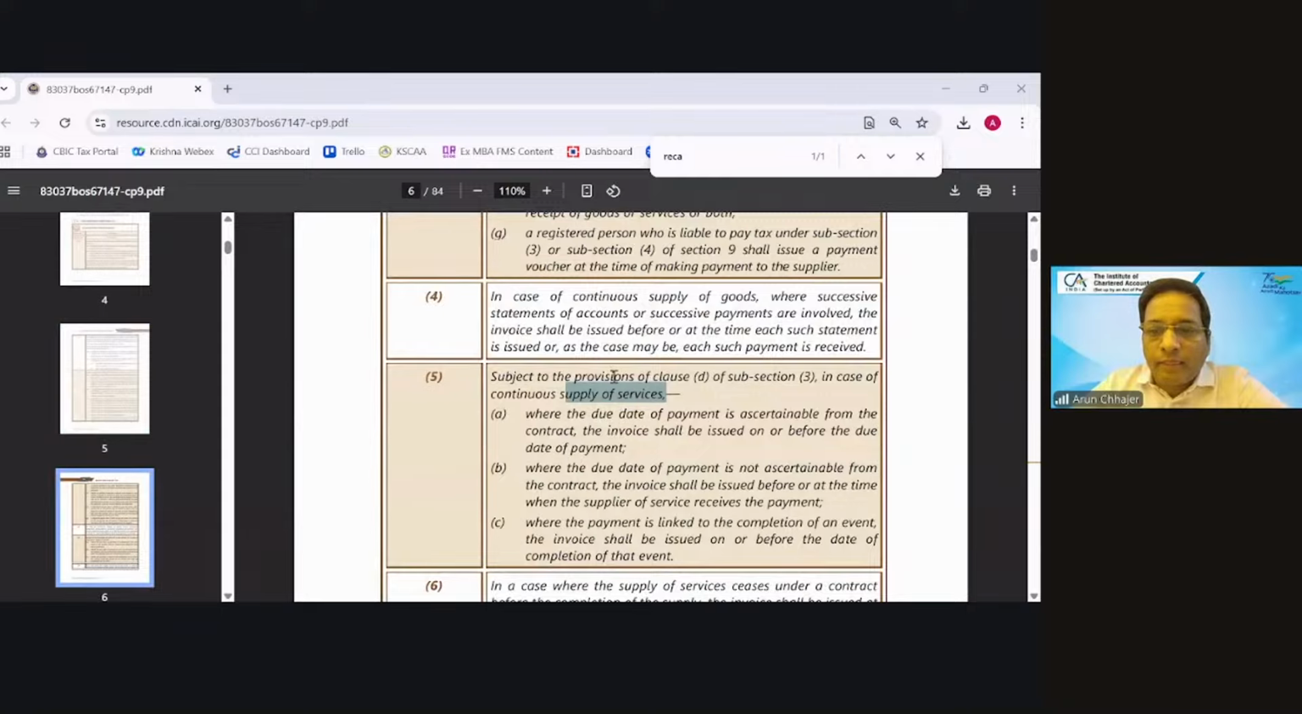So in case of the continuous supply of the goods where successive statement of accounts or successive payments are involved, the invoice shall be issued before or at the time each statement is issued, or as the case may be, payment is received. In case of the continuous supply of the goods, what is the time limit to issue the tax invoice? Successive statement of account or payment, whichever is earlier.